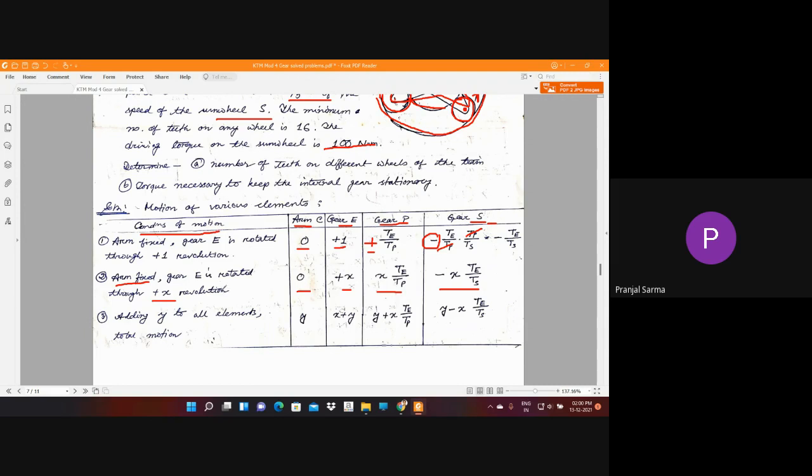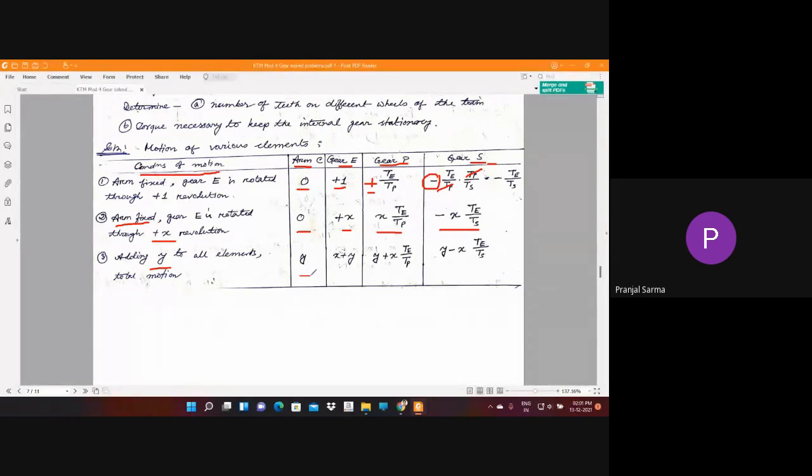Now we also consider giving motion to all the elements, that is, we are also giving motion to the arm, and in the meantime all the elements are going to get motion. Suppose we are adding y motion to all the elements. So the total motion will be 0 plus y equal to y, then x plus y, and similarly y plus x into T by TP, and y minus x into T by TS. This is the motion for the different elements: this column is for arm C, this column for gear E, this column for the planet gear P, and this column for the sun gear S. This is what we have obtained by doing this particular analysis.